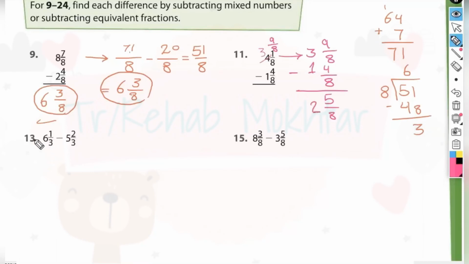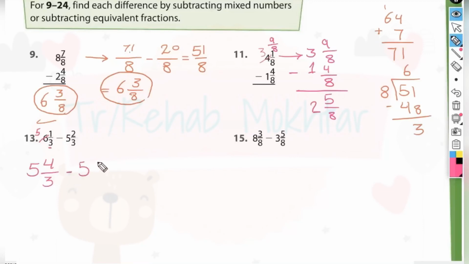Here, I will use mixed numbers. 6 and 1 out of 3 minus 5 and 2 out of 3. The first step, I will subtract the fraction part. This fraction part is less than this fraction part. So I will rename it. Just borrow 1 from 6, it will be 5. I will write 5 here. Keep the denominator as it is, which is 3. 3 plus 1 equals 4.